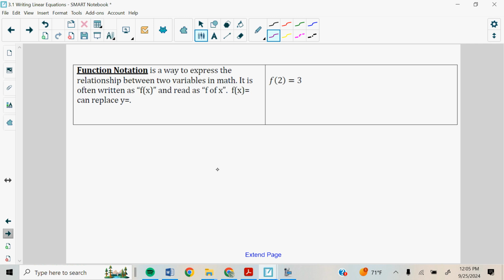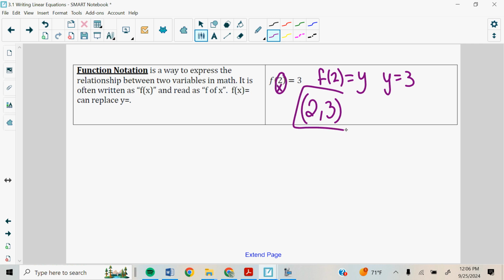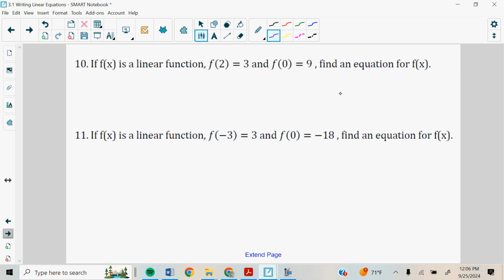Now, we touched on this, that this is your x, is 2. 2 is x, but f of 2 is equivalent to y. So what that means is y is equal to 3. So this is an ordered pair, 2, 3. So we're going to use that idea that function notation makes ordered pairs.